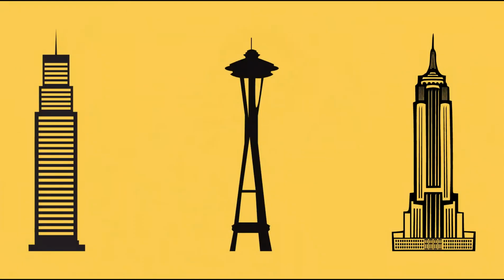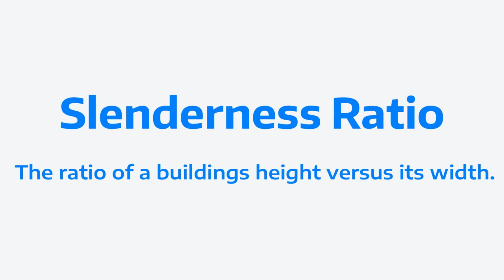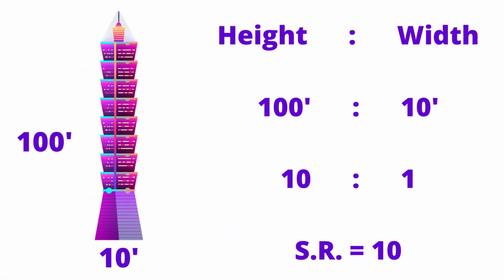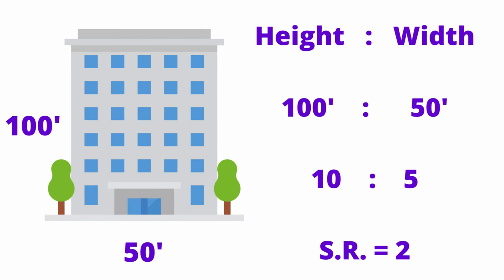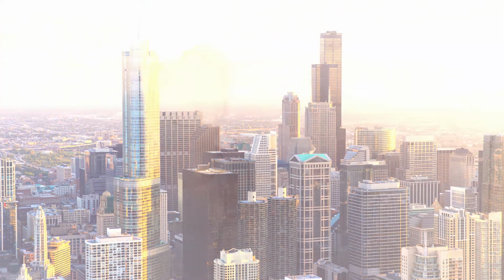We ideally want the highest slenderness ratio as possible, and its definition is the ratio of a building's height versus its width. For example, if a building is 100 feet tall and is only 10 feet wide, its slenderness ratio would be 10. If that same building is 100 feet tall but 50 feet wide, its ratio would be 2. Essentially, the taller and skinnier the building is, the higher the ratio, and the more impressive that tower becomes.